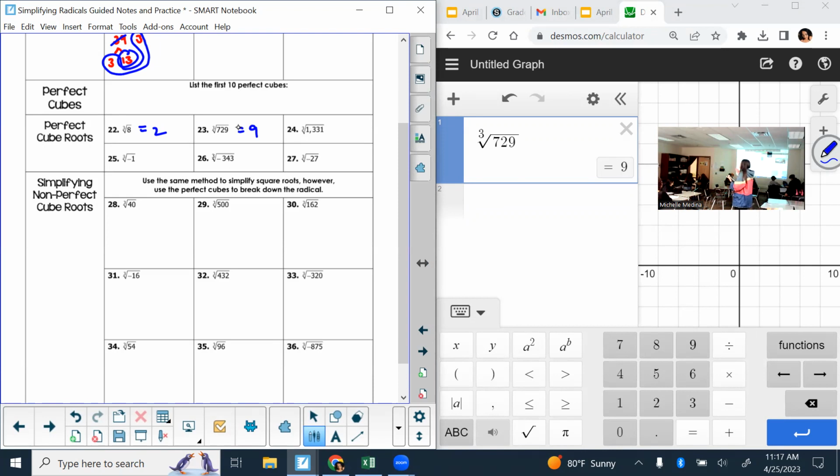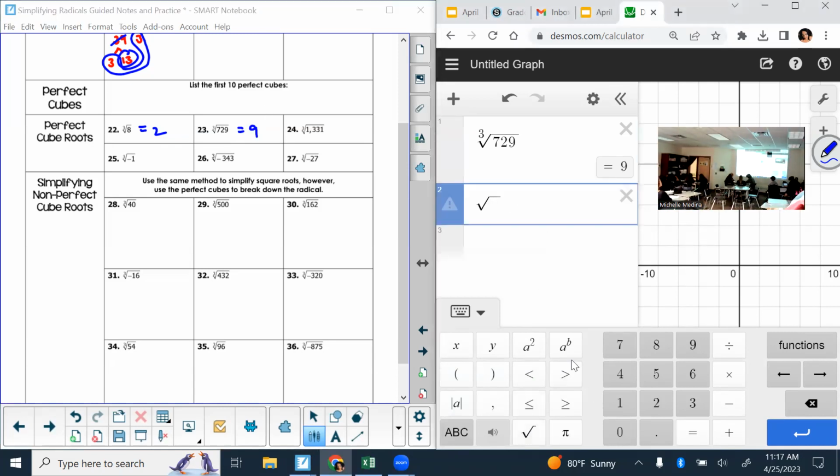Now, is it possible to take the square root of a negative number? Was that a yes or a no? You cannot take the square root of a negative number. I'll even show you right now. I can't take the square root of any negative number because it just says undefined, right? Because I could never square a number and get a negative. That's impossible.